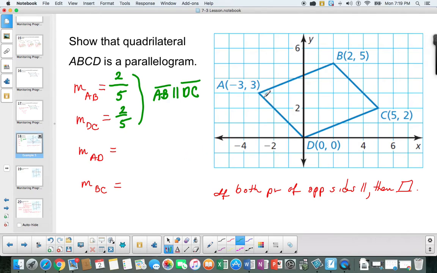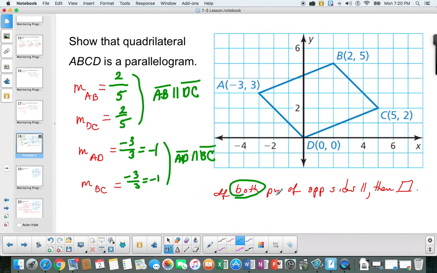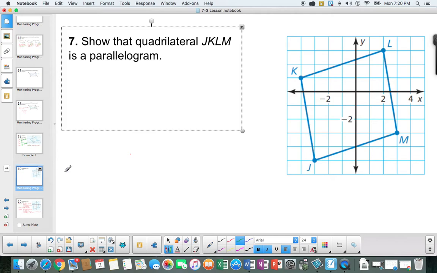Now let's take a look at AD. AD is down 1, 2, 3, and then over 1, 2, 3. So it's down 3 over 3, which is negative 1. I want to do the same thing for BC. I want to go 1, 2, 3, 1, 2, 3. So negative 3 over 3, which is negative 1. Now this tells me that segment AD is parallel to BC. So I've shown two sets of parallel sides, so if both pairs of opposite sides are parallel, then it's a parallelogram. All right, your turn to show me whether this is a parallelogram or not.